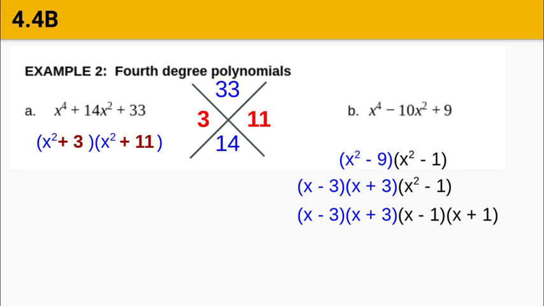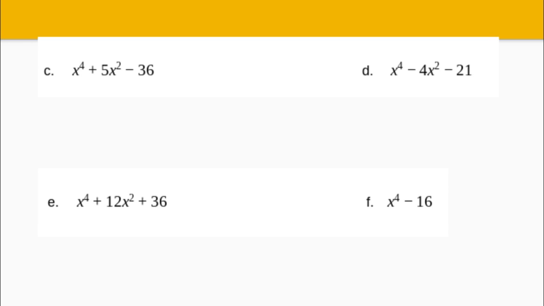The directions will tell you to factor completely. Okay? All right, let's try a few more of these. These are all to the fourth power. So if you want to pause the video and try them all and see how many of these you can get correct. And when you're ready to check, replay the video to check your work.